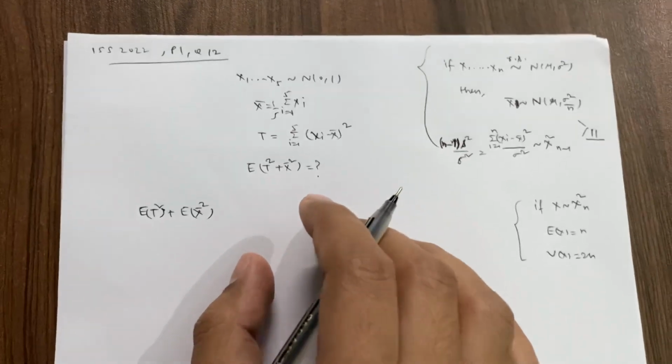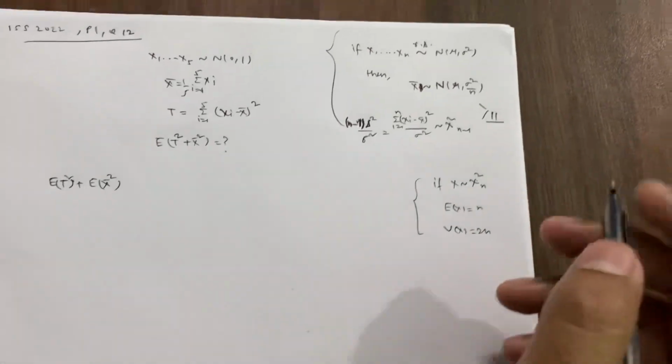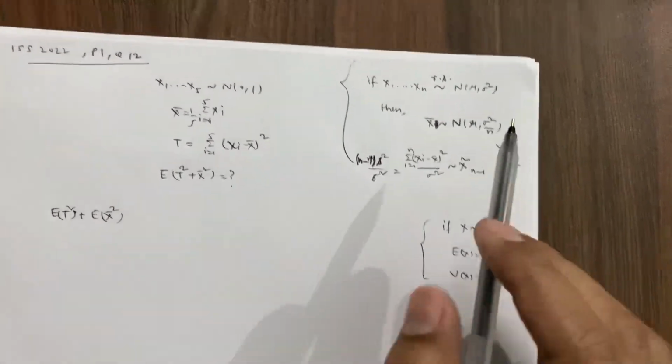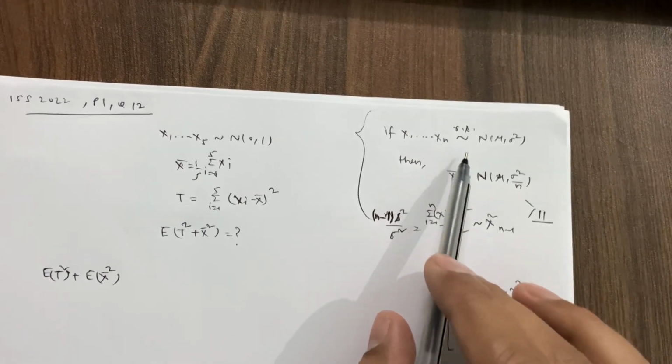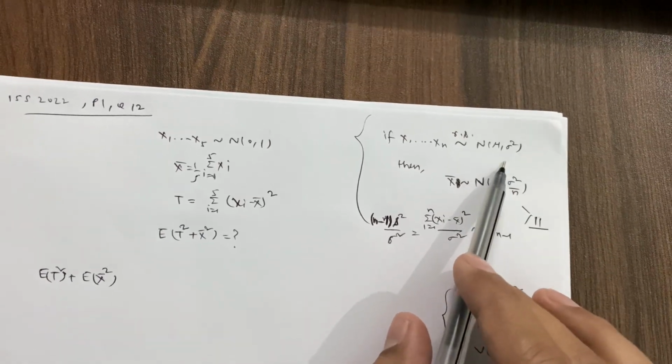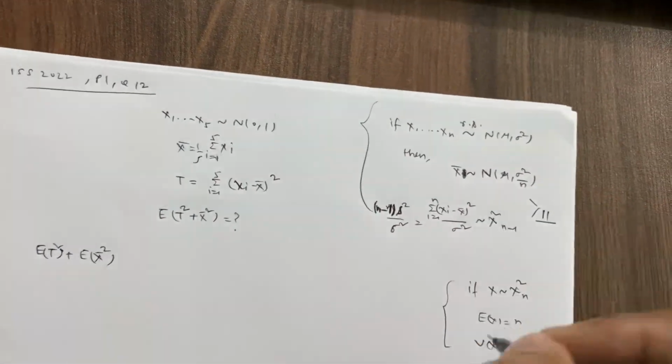So to solve this question, we need to recall the chi-square distribution. So if you can recall the chi-square distribution, then there is a property in that if x1, x2, ..., xn is a random sample from a normal population with mean mu and variance sigma square. So basically this is a theorem result. Okay, so I have written here.